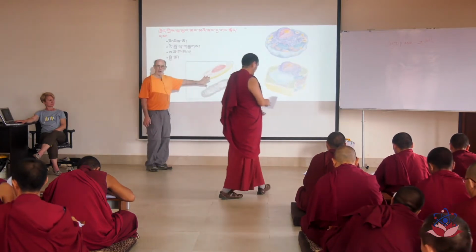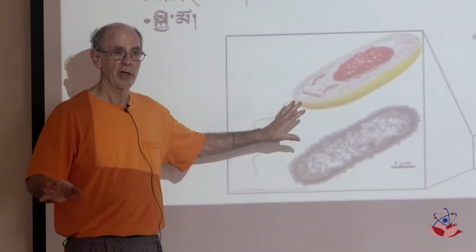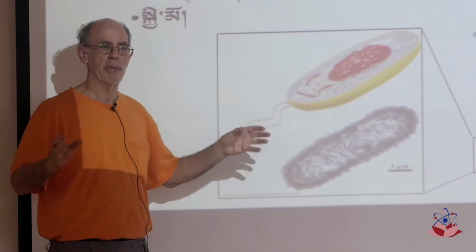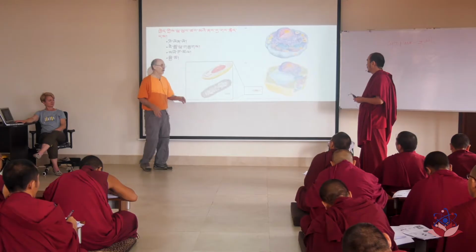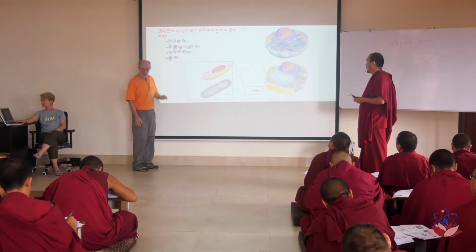So in a prokaryotic cell, there's no nucleus. If you just ask what's common between cells, a nucleus is not there in all cells, but DNA is.